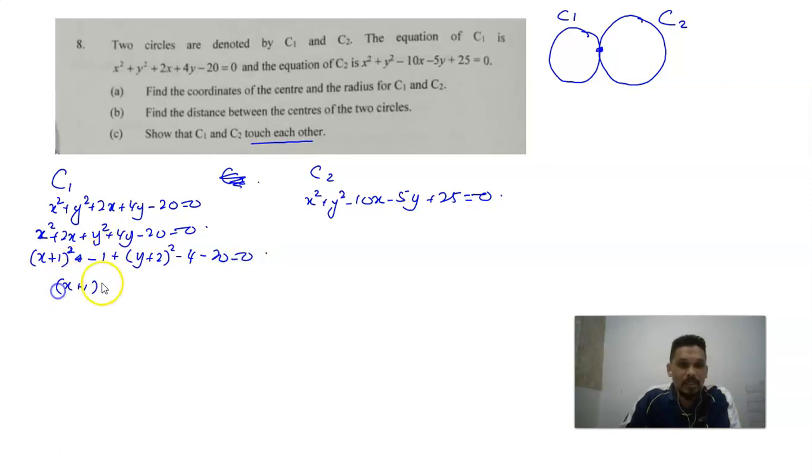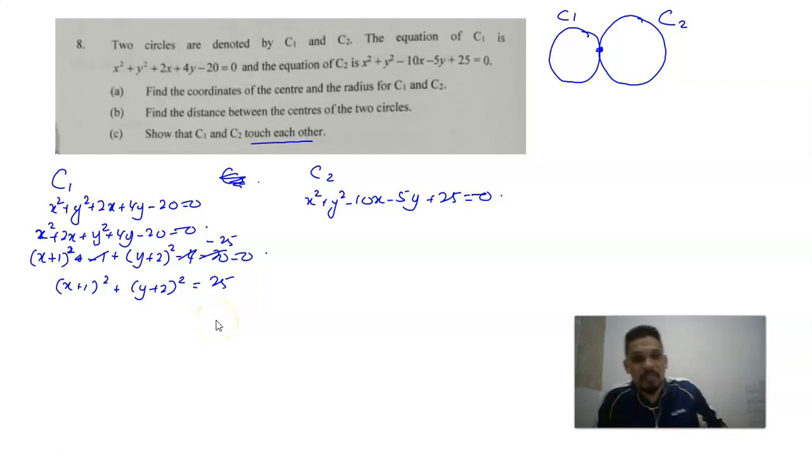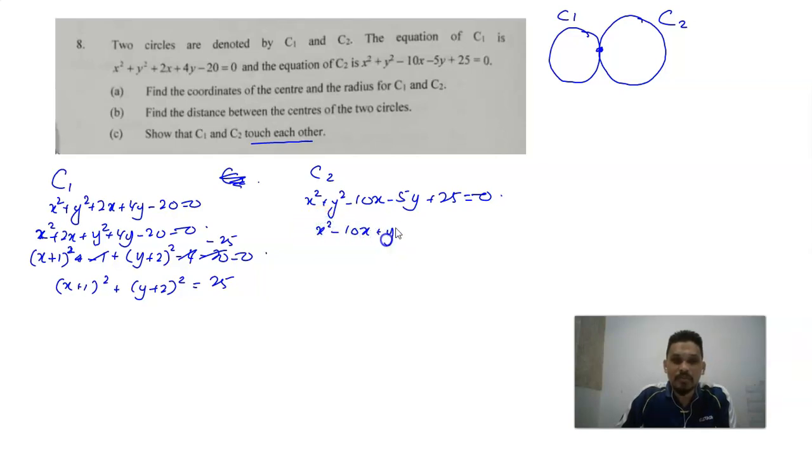Okay, (x plus 1) squared plus (y plus 2) squared. Negative 1 minus 4 equals negative 5, minus 20 is negative 25, then it is equal to 25. Okay, so find the coordinates of the center and the radius for C1 and C2. Then next here, x squared minus 10x plus y squared minus 5y plus 25 equals 0. So x squared minus 10x plus (negative 10 over 2) squared, minus 5 squared.